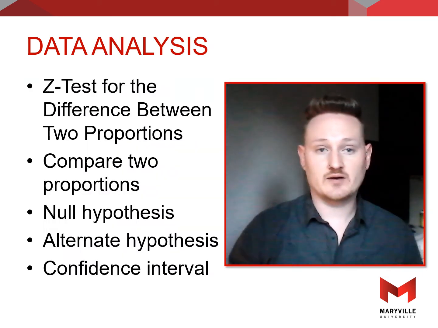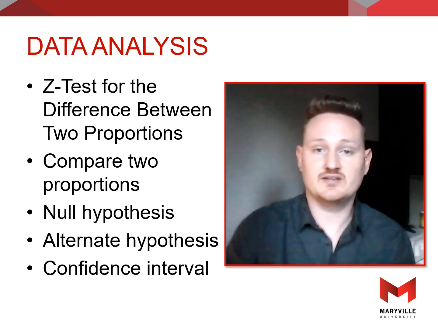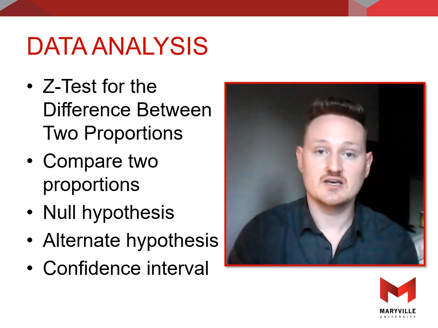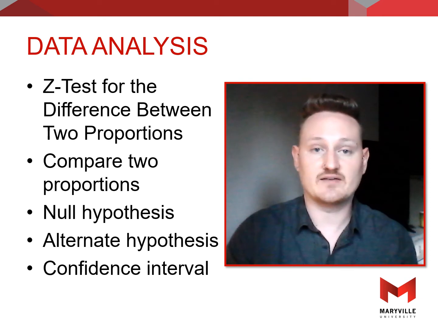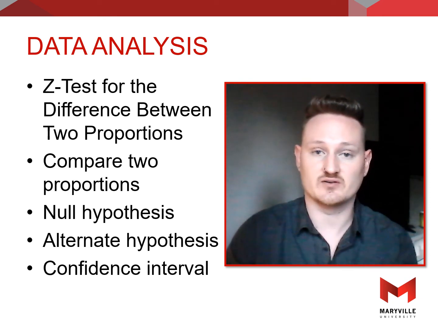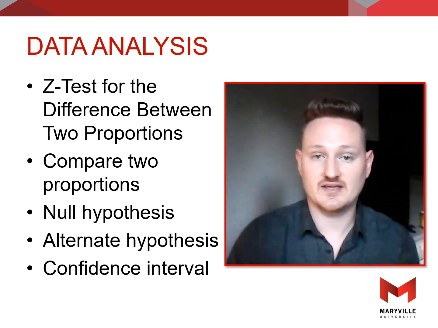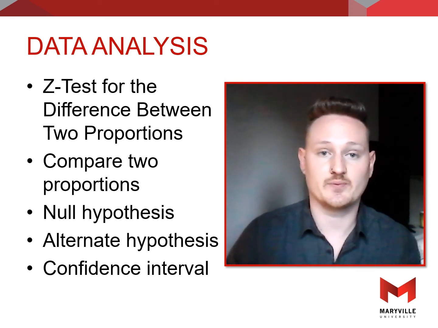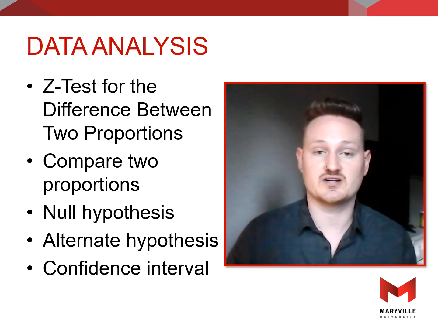Let's talk about data analysis. The data collected to evaluate the trend in unit change within 72 hours of admission from the ED was analyzed using the z-test for the difference between two proportions, with a level of significance of 0.05. This test allows you to compare two proportions to see if they are the same. The null hypothesis for the test is that the proportions are the same. The alternate hypothesis is that the proportions are not the same.